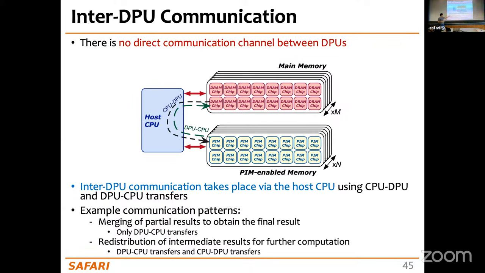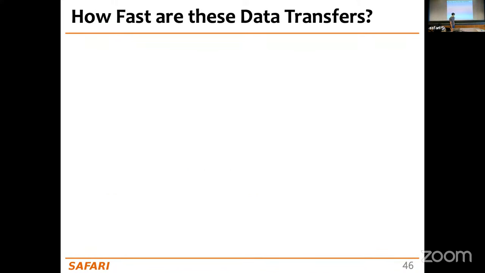In that case, you would only need transfers from the DPUs to the CPU. Or maybe you need to redistribute intermediate results, for example, in iterative algorithms like graph processing. In that case, you need more transfers, right? So you need communication in both directions.